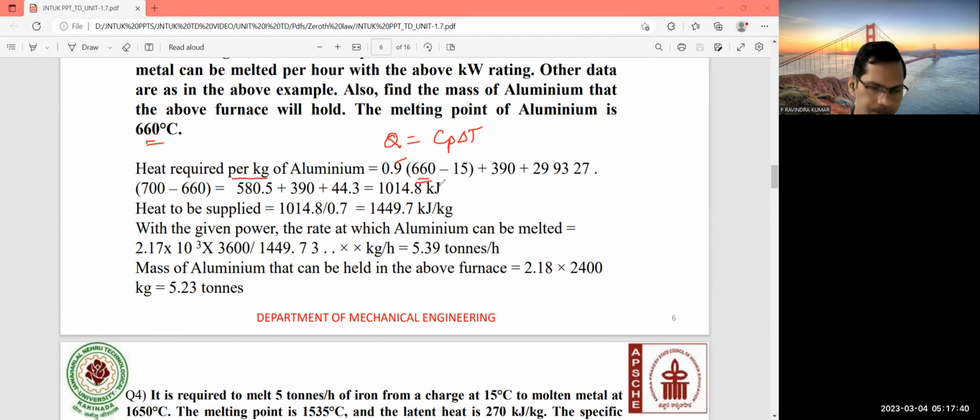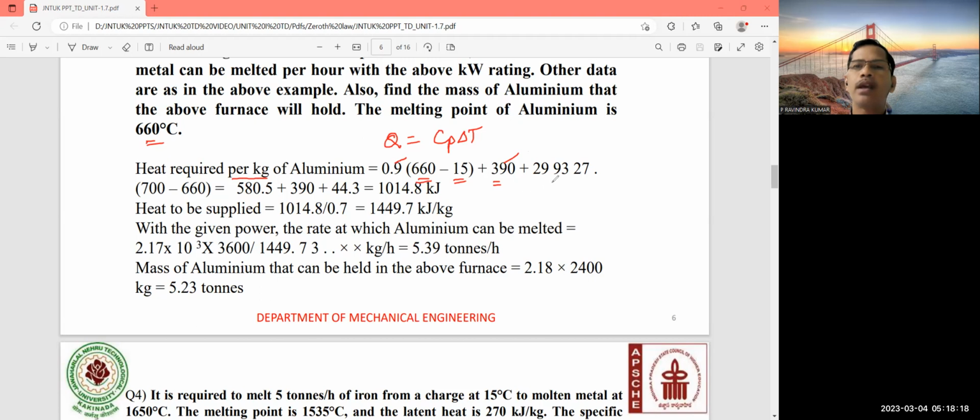And the final temperature is 15 degrees centigrade. So 660 to 15 degrees centigrade, initial minus final. Plus 390, which is nothing but the latent heat.